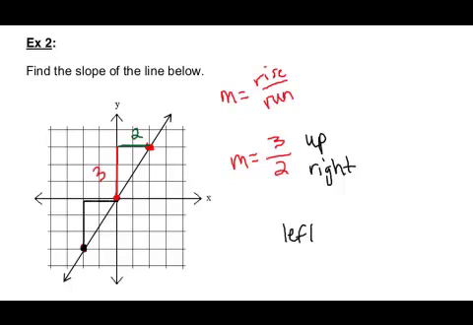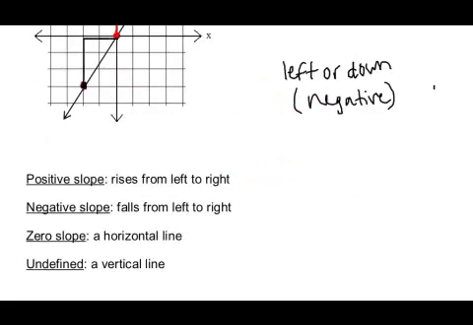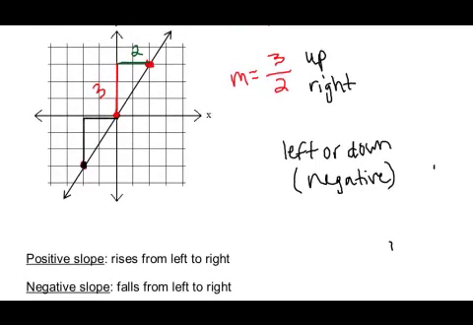If we go to the left or down, we know that that means that our slope is negative. Now we can double check that our slope is correct in terms of the sign. So if we have a positive slope, like we did here in this example, it should be rising from left to right. So if we look at our graph, we notice our line is going up or rising from left to right. So it should have a positive slope.